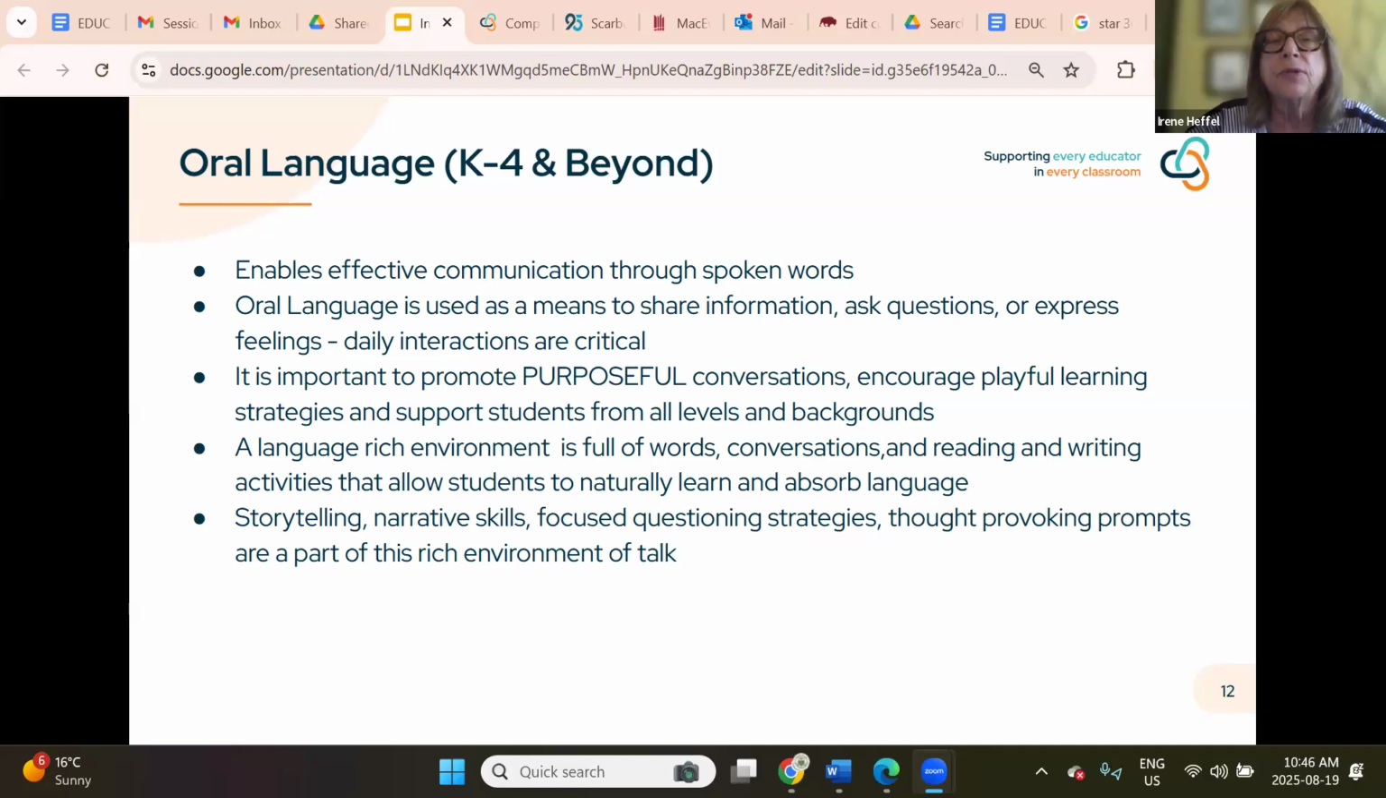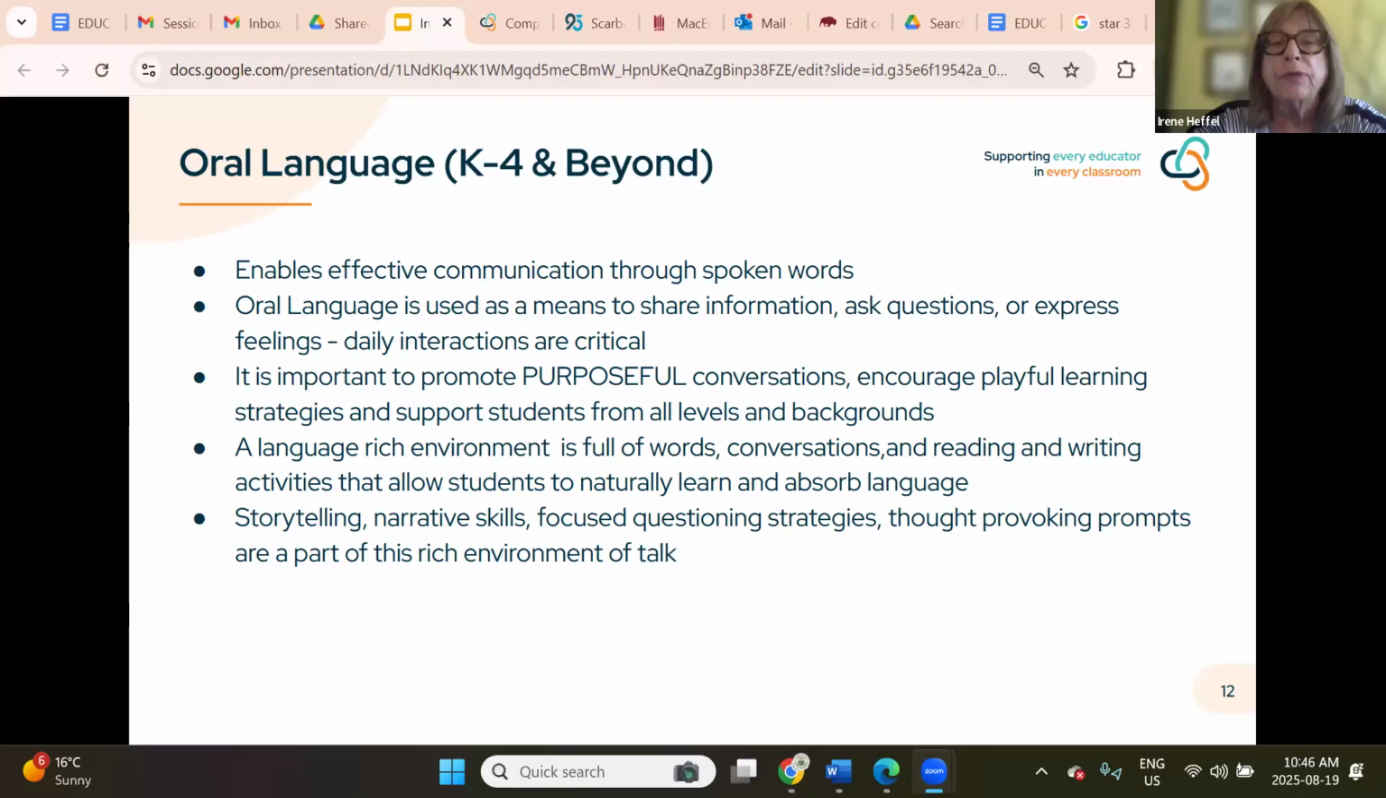So daily interactions are critical. It's really important to promote purposeful conversations. So these pieces are like focused conversation, accountable talking. These require a protocol, for instance, turn and talk, that kind of piece. But that's what is meant by purposeful conversations. So we teach students how to have a conversation with each other.